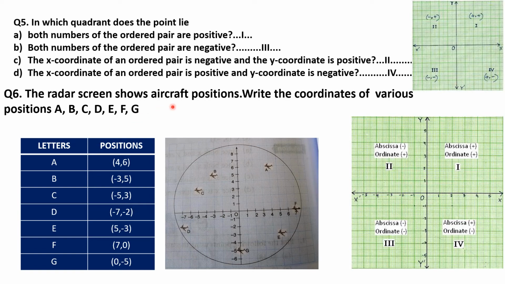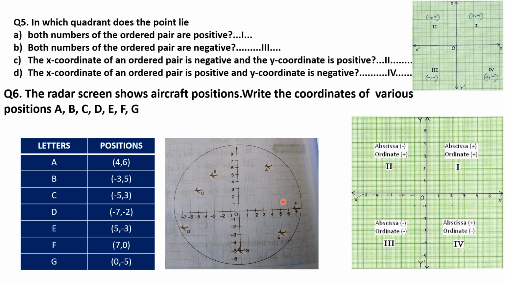Next, the radar screen shows different aircraft positions. Write the coordinates of various positions A, B, C, D, E, F and G. First, you find the aircraft A. It is at the intersection point of 4 and 6. Next, B. B is at the intersection point of -3 and 5. C. C is at the intersection point of -5 and 3. D. D is at the intersection point of -7 and -2. E. E is at the intersection point of 5 and -3.